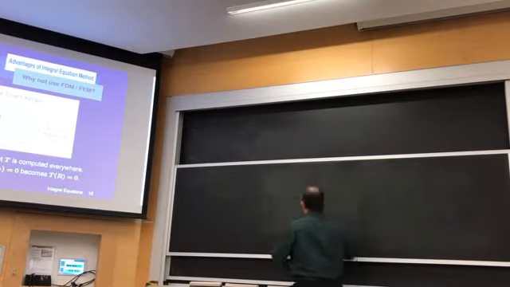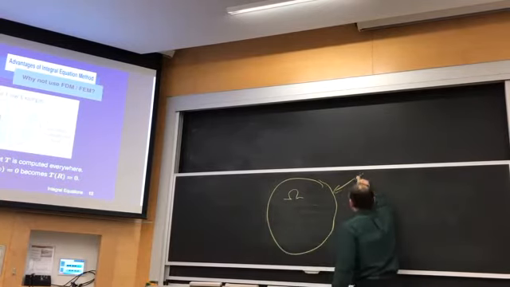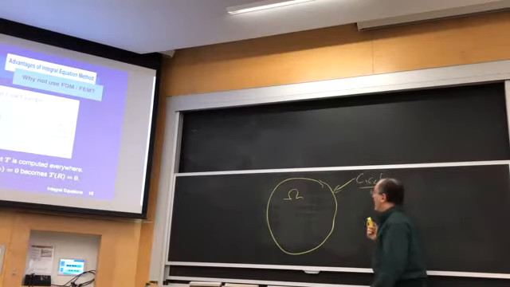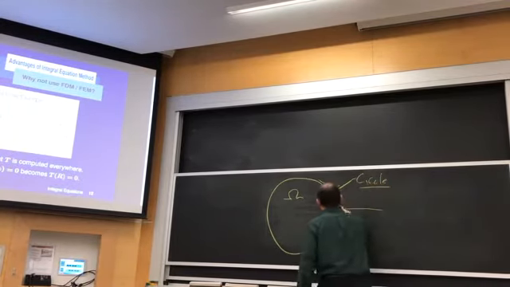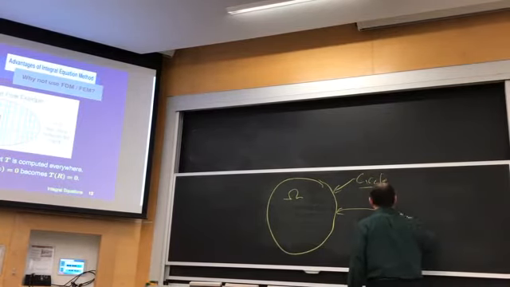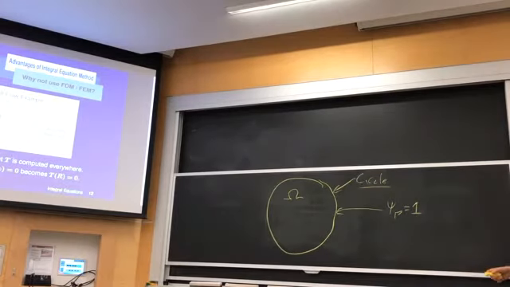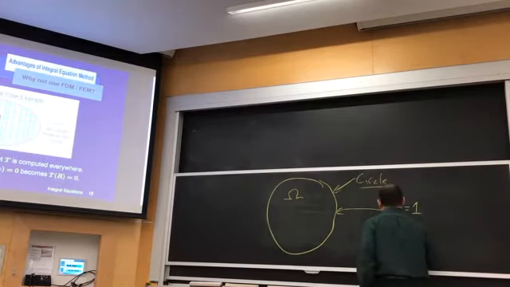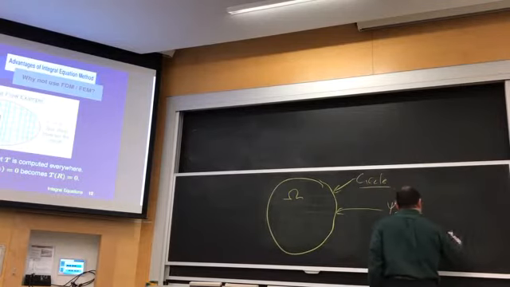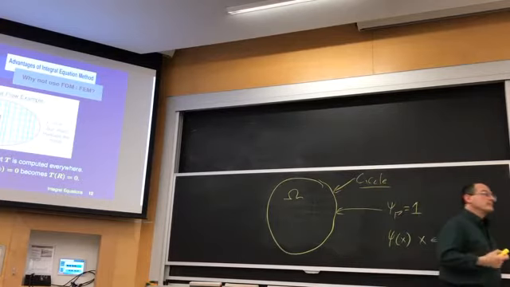So suppose I have a circle. My domain omega is a circle. It may not look like a circle, but it's intended to be. And I know that the value on the surface, the potential on the surface, everywhere on gamma is equal to 1. What's the field everywhere outside? Can you tell me what it is?